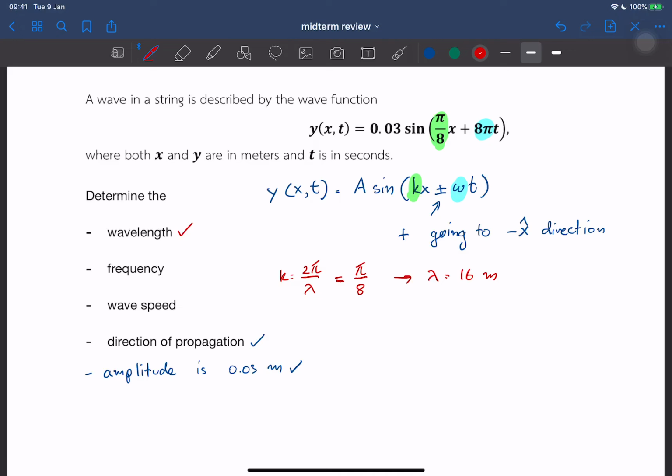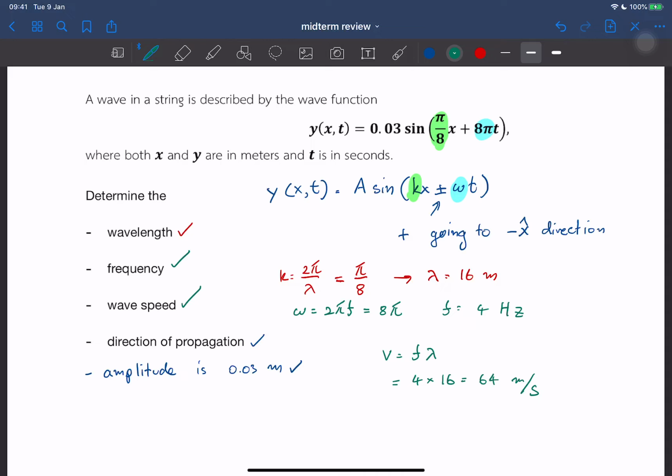Now for omega, omega is 2 pi f, 2 pi times the frequency, equal to 8 pi, which is this number here. So the frequency is 4 hertz. Now we know lambda, and we also know the frequency. The wave speed is v equal to f times lambda. So just multiply the two together, and the answer is 64 meters per second.